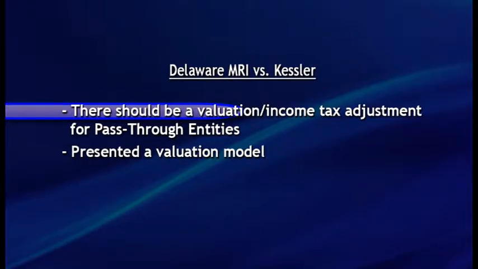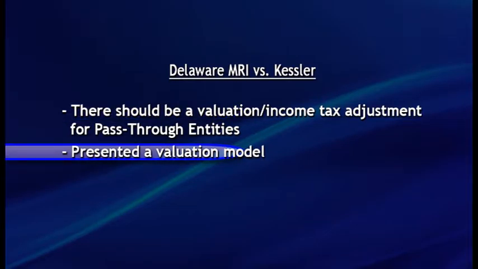Subsequently, there was a 2007 case involving a 2004 valuation, which said that there should be a valuation adjustment and an income tax adjustment for pass-through entities. And that was Delaware MRI v. Kessler. And they presented a model, which when you apply that model both to the 2004 case and to the pre-2003 cases, came up with results that were entirely consistent with the court decisions.